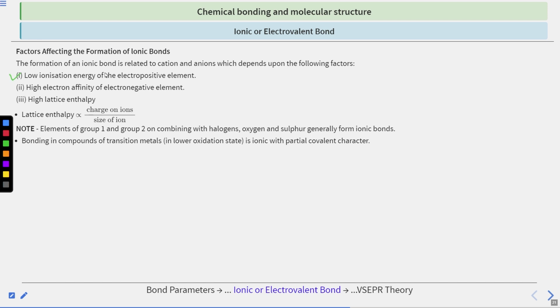First, low ionization energy of the electropositive element. Second, high electron affinity of the electronegative element. Third, high lattice enthalpy. Lattice enthalpy is directly proportional to the charge on ions and inversely proportional to the size of ions. Note, elements of group 1 and group 2 on combining with halogens, oxygen and sulfur generally form ionic bonds, and bonding in compounds of transition metals in lower oxidation states is ionic with partial covalent character.